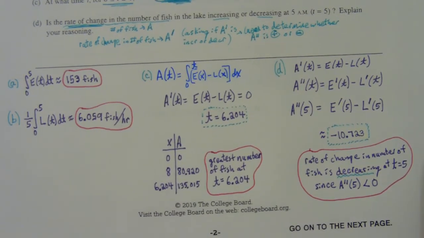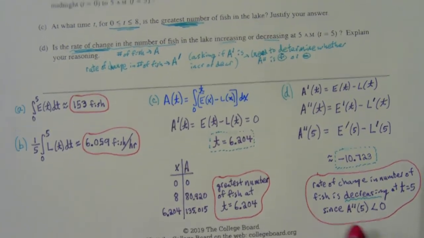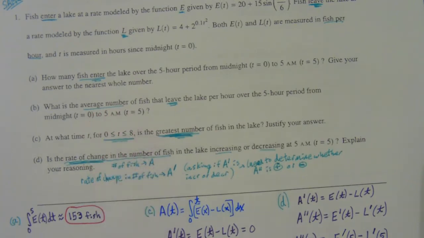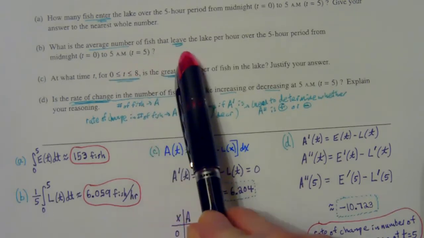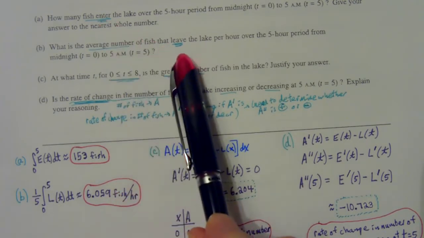Now letter B does not say to the nearest whole number. So you're back to doing three numbers after the decimal. But then it says what's the average number. So this is your average value formula, your 1 over b minus a times the integral from a to b, from 0 to 5, just with the L function because it just says leave. So there's your entering for part A, leaving for part B.